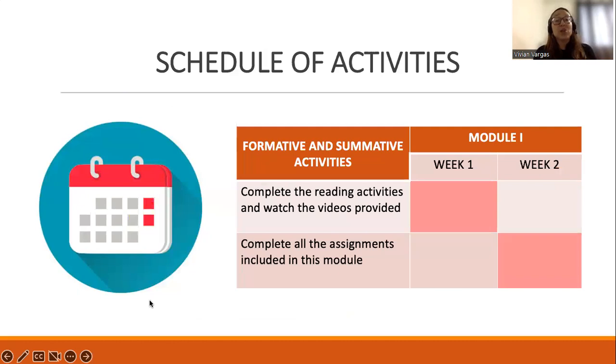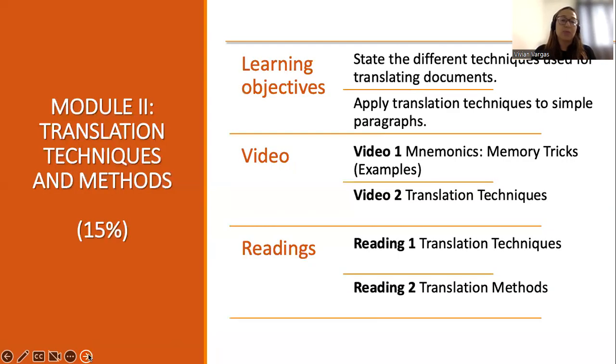Then we have the schedule of activities, and as I told you, in the first week, we are going to complete the reading activities and watch the videos. And in the second week, we are going to complete all the assignments included in the module.